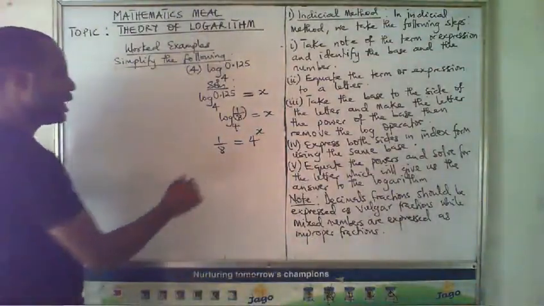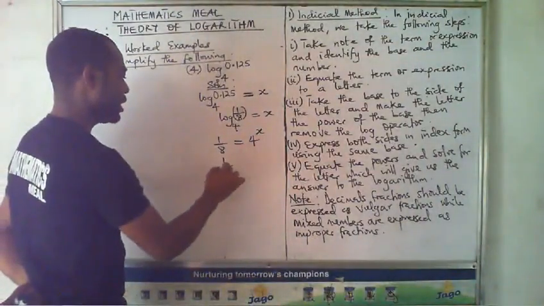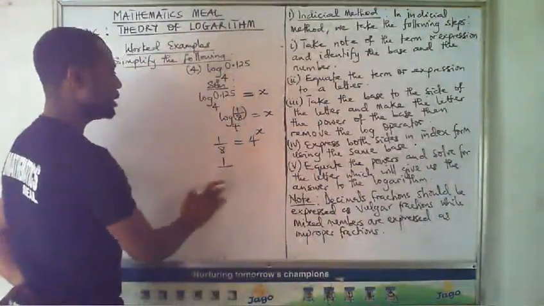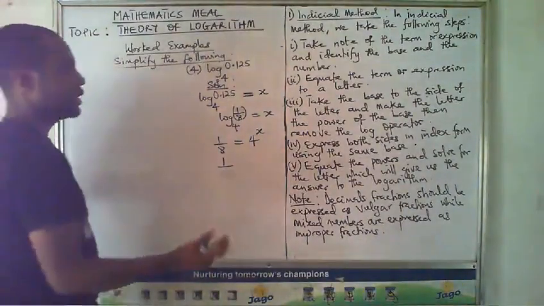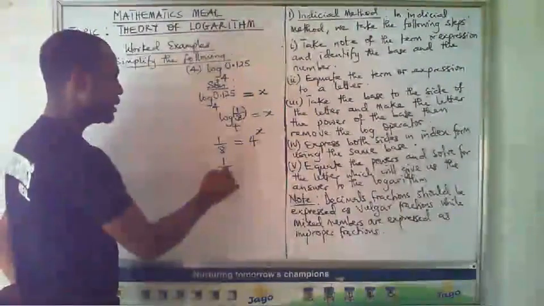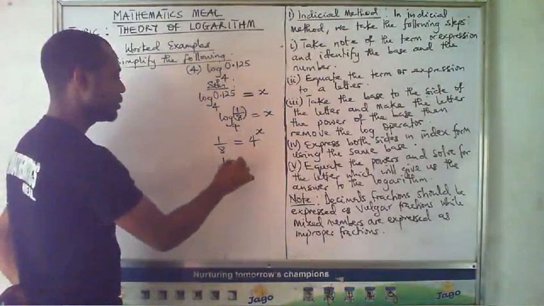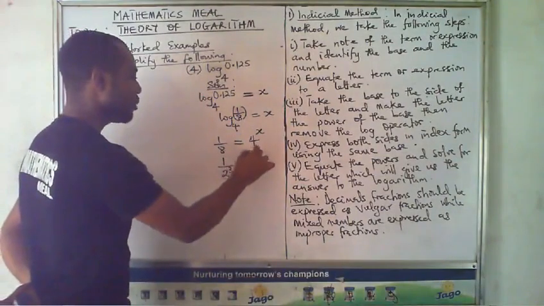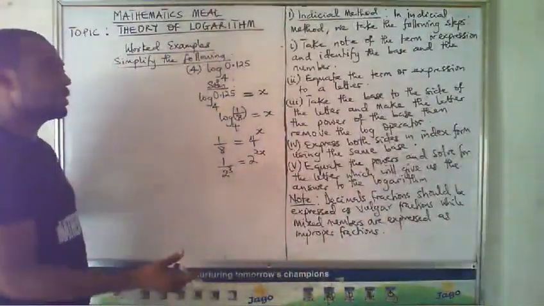Okay. Now I have 1 over 8. Let me express both sides in the same base in index form. So 8 is 2 raised to power 3, and 4 is 2 raised to power 2x. Still, they are not yet in the same base.